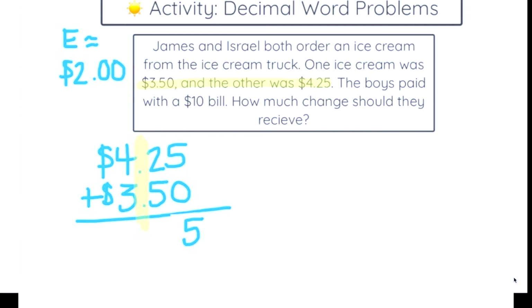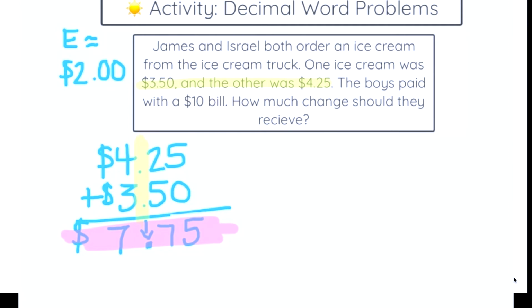2 plus 5 is 7. I should have brought this decimal down a little bit earlier. Here it is. And then my whole numbers, 4 plus 3 is 7. So the total of the two ice creams is $7.75. This is our total, and we do know that this is a reasonable answer. If you remember when we estimated, we got $8 when we combined the two costs of the ice creams.